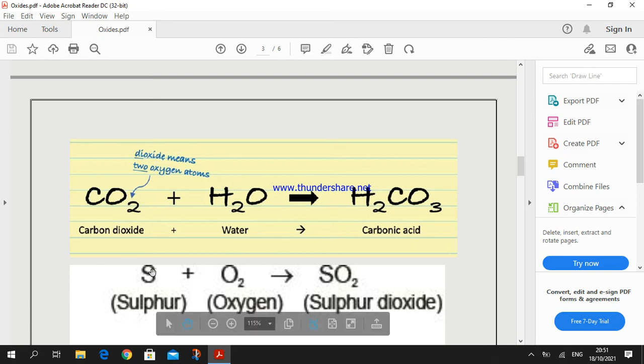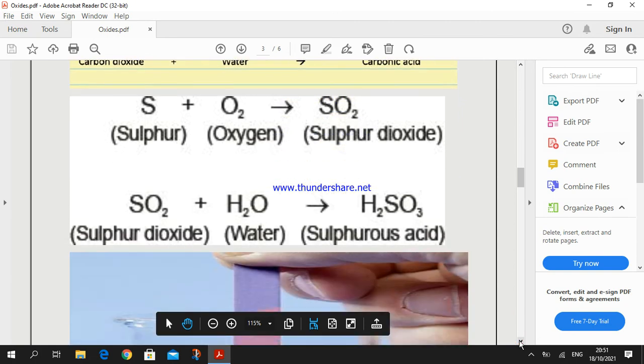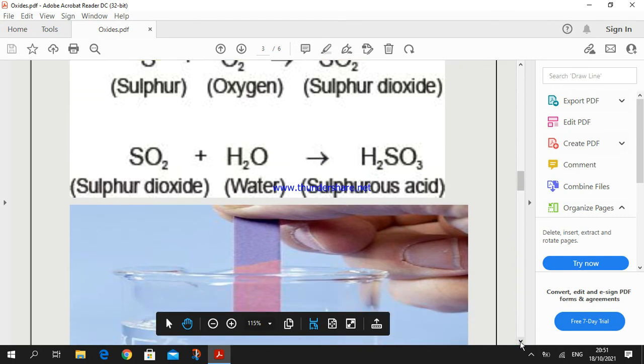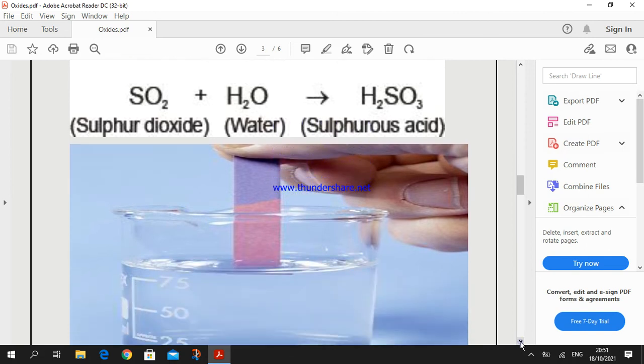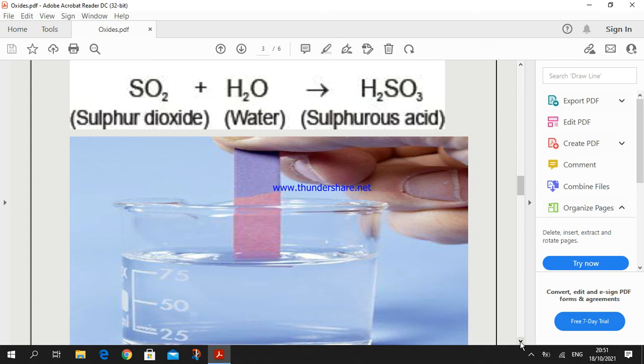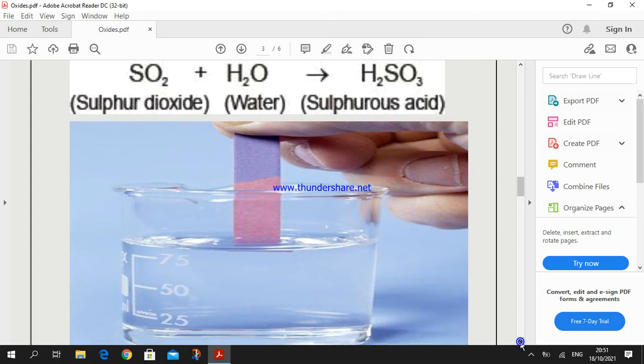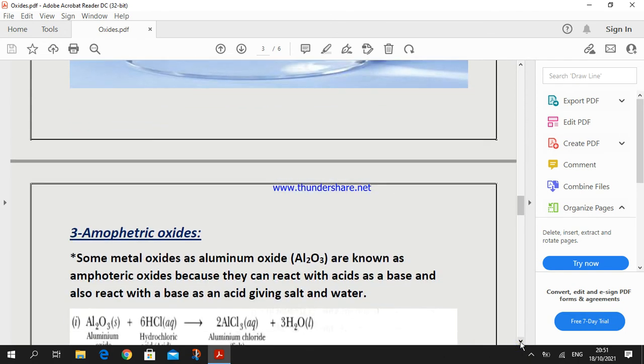Another example, sulfur is an example of a non-metal. Sulfur can react with oxygen, okay? Forming sulfur dioxide. And by dissolving sulfur dioxide in water, it gives us sulfurous acid, H2SO3, okay? Sulfurous acid and carbonic acid are known as acidic solutions because they can change blue litmus paper into red, okay?